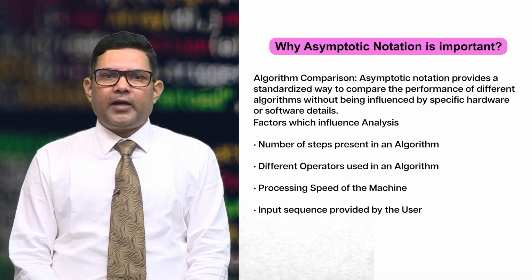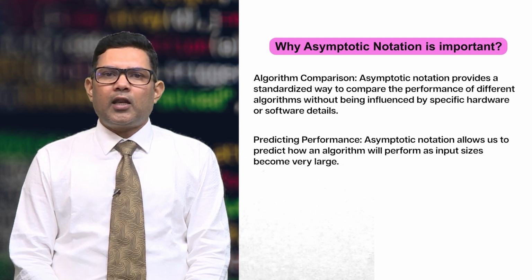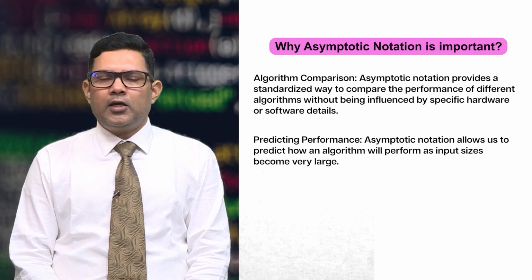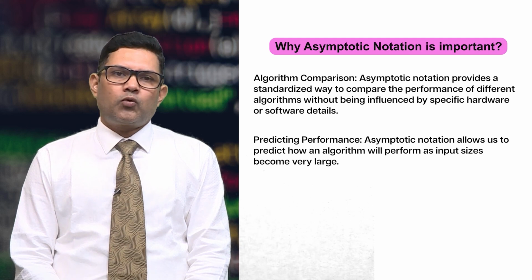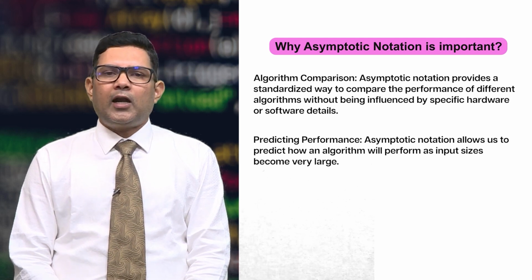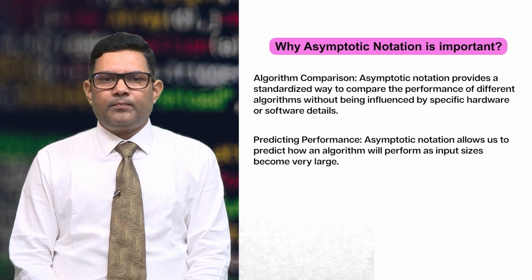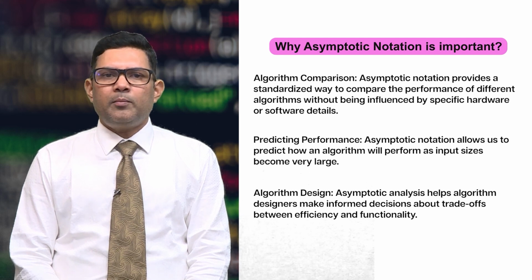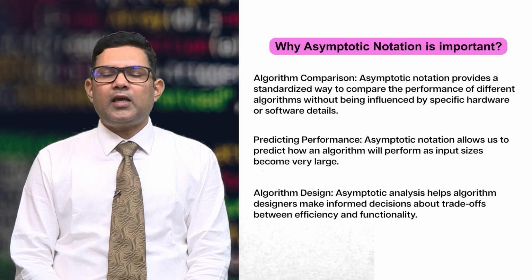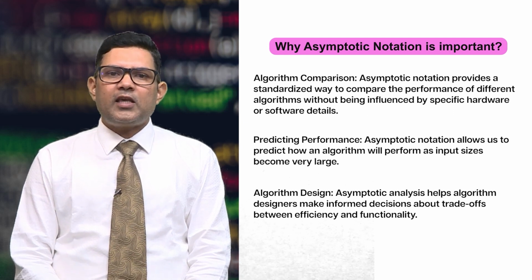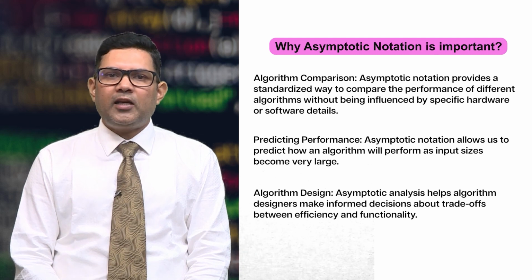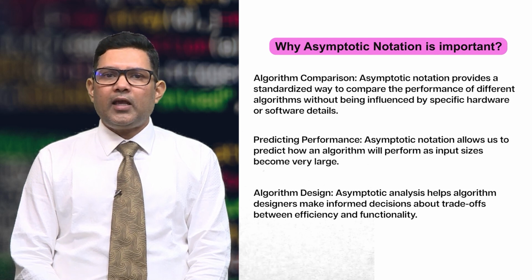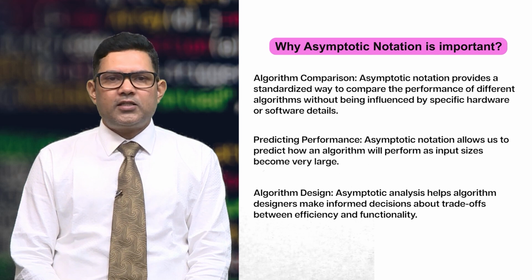The next topic is predicting performance. Asymptotic notation allows us to predict how an algorithm will perform as input size becomes very large. So whenever the input is large, what effect there will be on the algorithm, we can easily calculate using asymptotic notation. Next one is algorithm design. Whenever a user is going to design an algorithm, he must focus on two things: efficiency and functionality. Efficiency and functionality are trade-offs, that means we can't satisfy both conditions simultaneously. So asymptotic notation helps us take a decision about the trade-offs of efficiency and functionality.